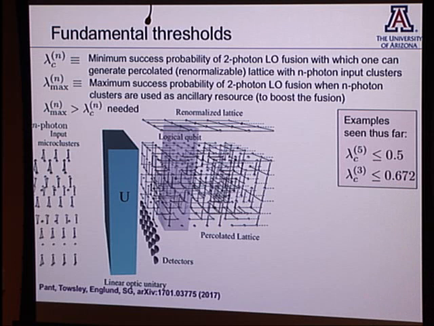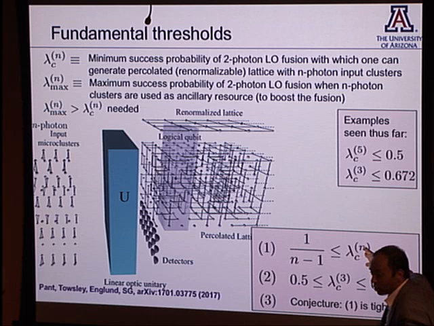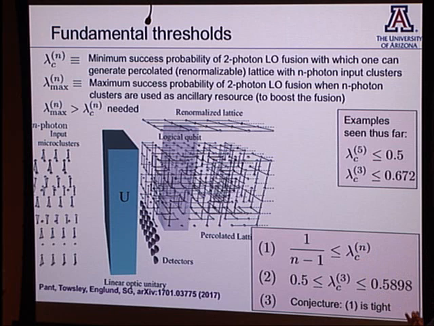So the general question we ask is, what is lambda CN? Meaning, if I start with N-photon clusters, what is the minimum success probability that you need your Bell measurement to succeed with, such that with the best possible way of fusing these clusters in space and time, you can create a long-range connected cluster? It's a mathematical question that involves choosing the graph topology, choosing the way you connect them, and so forth. The best result that we report in this paper is this bound. We believe that lambda CN is just 1 over N minus 1.